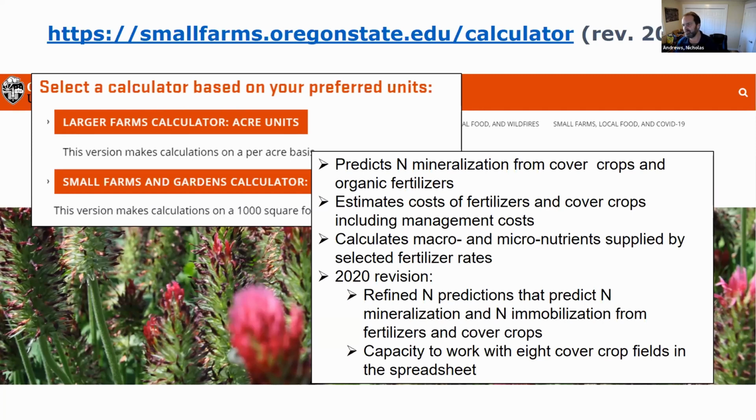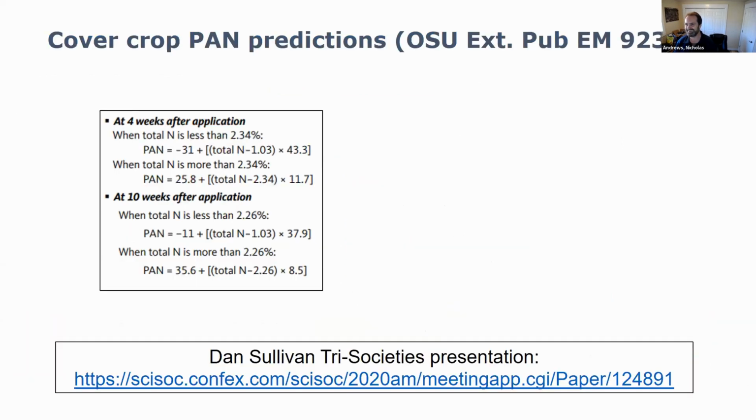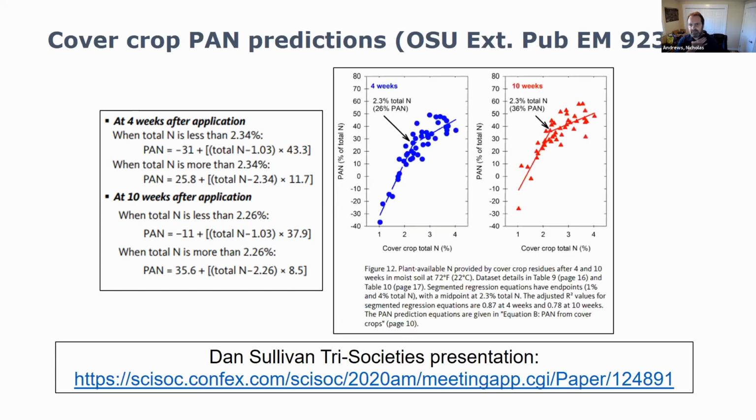Jeff, I think we developed this for Western Oregon, so you would definitely have to adapt it for conditions in Alaska. But the PAN predictions, this is the hard science work that Dan led. These are the formulas that we put into the calculator for predicting plant available nitrogen release 4 weeks after incorporation and 10 weeks after incorporation. And that's how it matched up with our data.